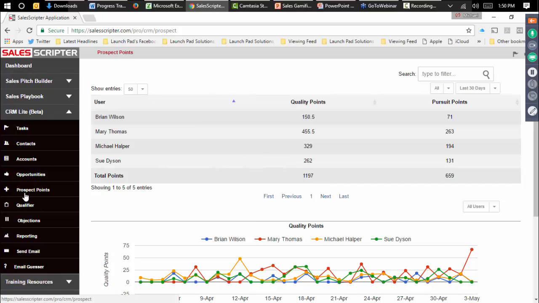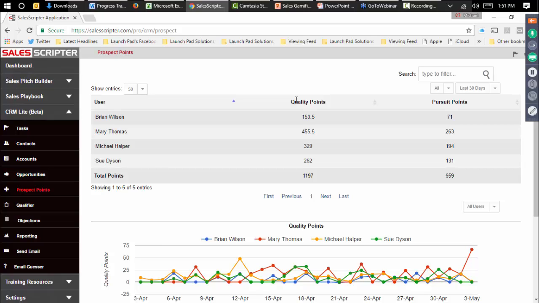But this is a feature that we have inside Sales Scripter, and it's called Prospect Points. It's kind of a game. Here in my demo system, these are four people, and there are 2 columns of points here. So again, it's prospect points, kind of like a scoring system. There are 2 classifications of points. You have quality points, which basically means quality points for the people that we're selling to.